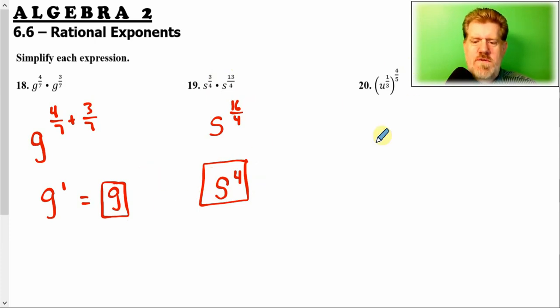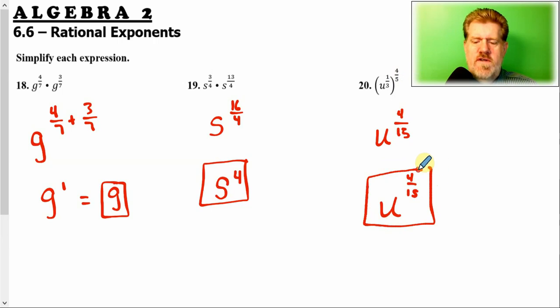Powers to powers, you multiply. What's 1/3 times 4/5? Well, we multiply fractions. They're easy. 1 times 4 is 4. 5 times 3 is 15. You can't reduce that at all, so I'm just going to write a little bit differently out here. It's u to the 4 over 15. Nothing else you can do with that.